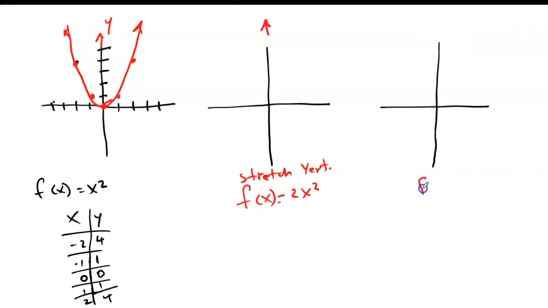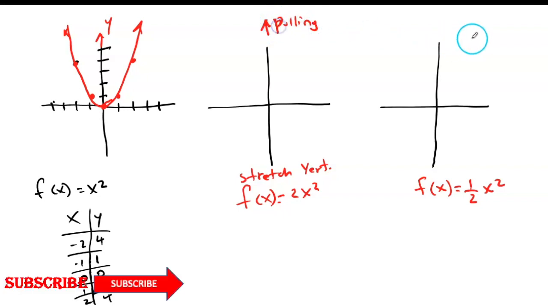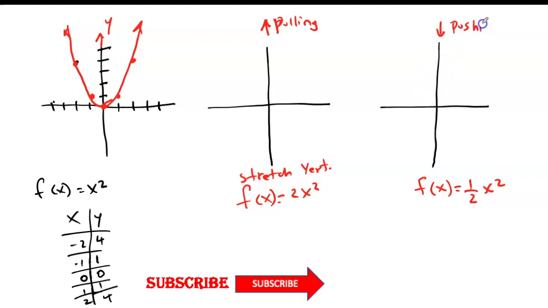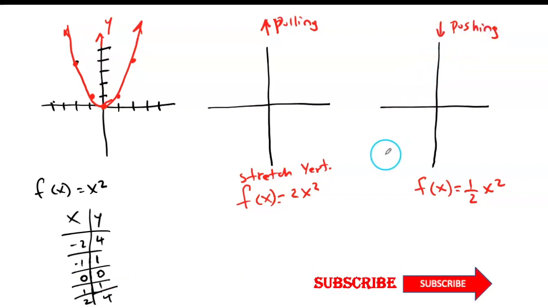When I do a fraction, either positive or negative, this is a vertical compression. So instead of pulling, I'm pushing down. I'm compressing. All right, so that's what I meant, and I just want to make sure that that's clear.